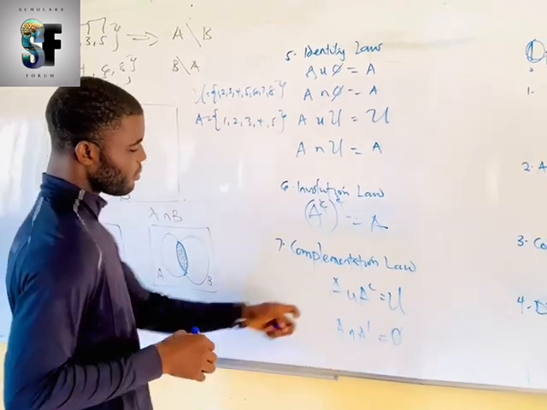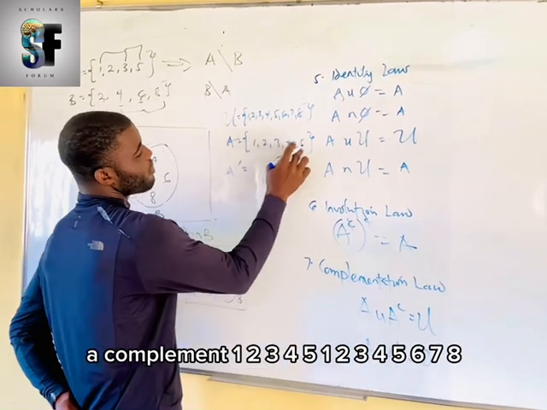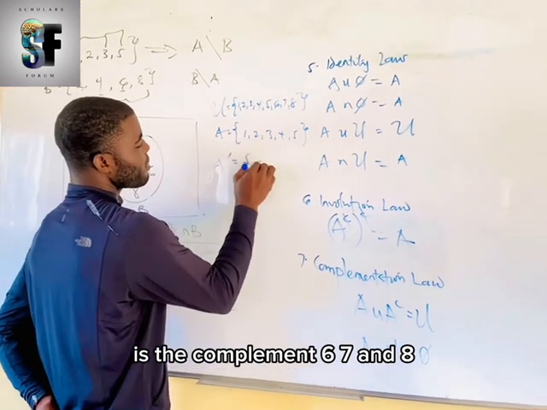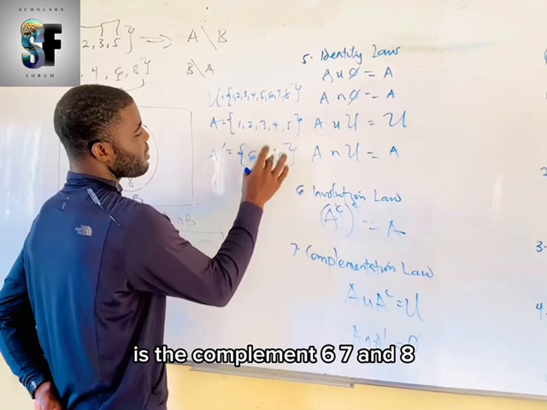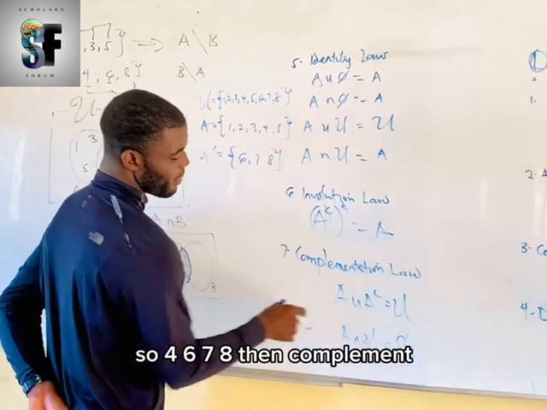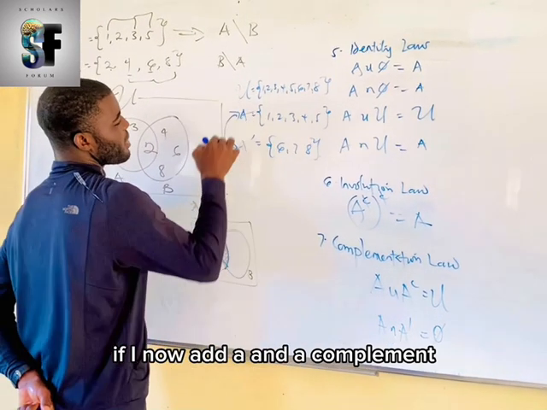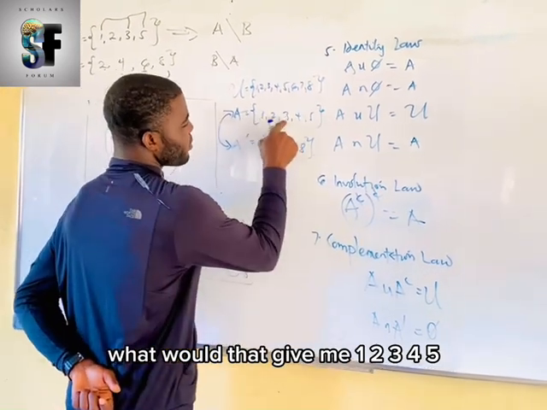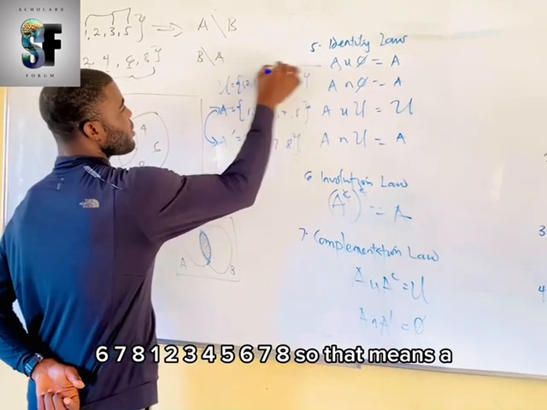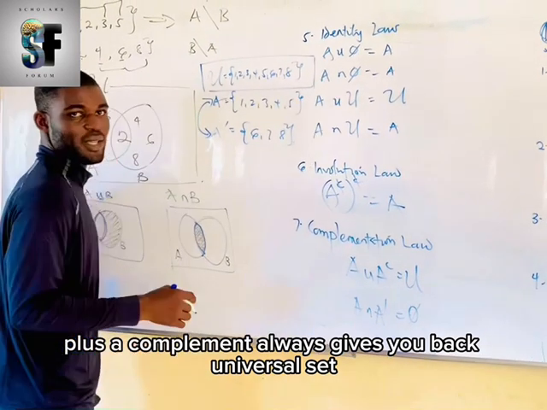Now, what will be the complement of A? The complement is 6, 7, and 8. So, for 6, 7, 8 being the complement, if I now add A and A complement, what would that give me? 1, 2, 3, 4, 5, 6, 7, 8. So that means A union A complement always gives you back the universal set.